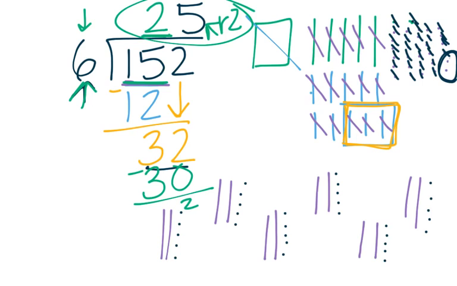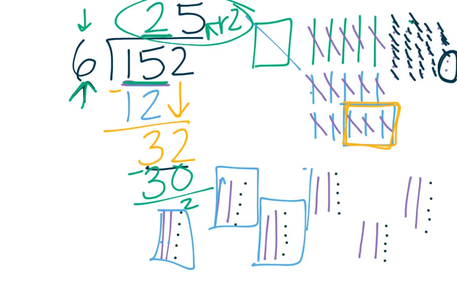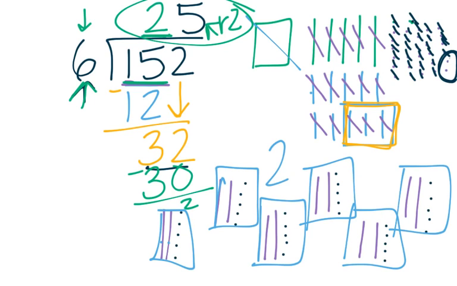If I look in my picture, I can see the same thing using my base 10 blocks. I have 2 10s and 5 1s. So each of these has 25 in them. And I had my 2 over here that were left over.